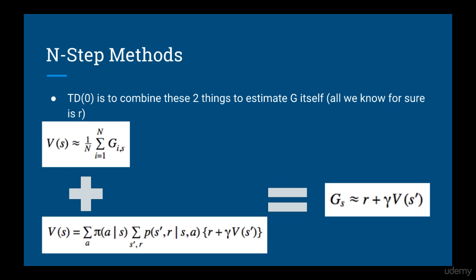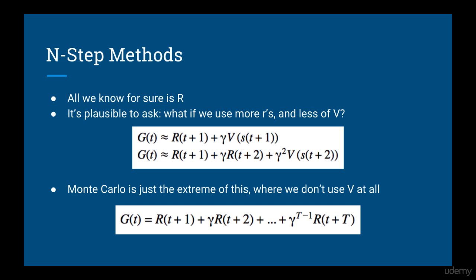It's worth asking, what is the most accurate thing in this estimate of g? Well, that would have to be the reward r, because it's an actual sample we got from our experiment. So it's plausible then that if we use more r's and less of v, that our estimate of g becomes more accurate. For example, instead of taking the first reward and then using v to estimate the rest, we can take the first reward and the reward after that, and then use the next v to estimate the rest. Remember that Monte Carlo is just the extreme of this, where we don't use v at all.